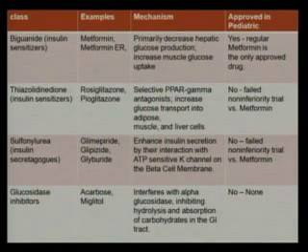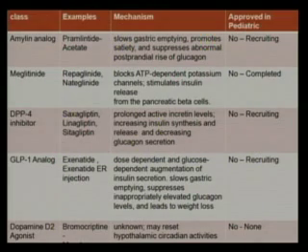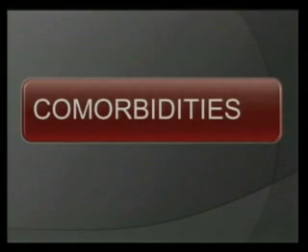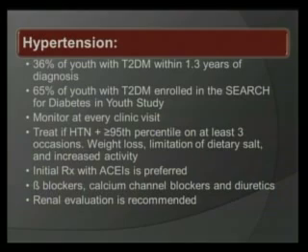And that's the oral medicine for diabetes that we use in adults. Metformin is the only one that's FDA approved for children. I'm not going to go through them. Now I'll talk about comorbidities.